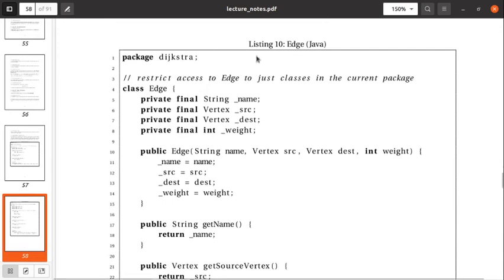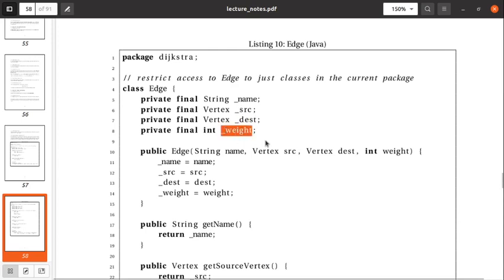Okay. So now we define the edge, right? Same package, it still belongs to Dijkstra, it's the same project. And then again, we still just want it to be internal to the package, so we don't declare it as a public class. So now the private variables, again, they're final. We define them exactly once. It's going to be the name, the source vertex, the destination vertex, and it's an undirected graph. So these are just logical source and destination. But source, destination, and then weight.